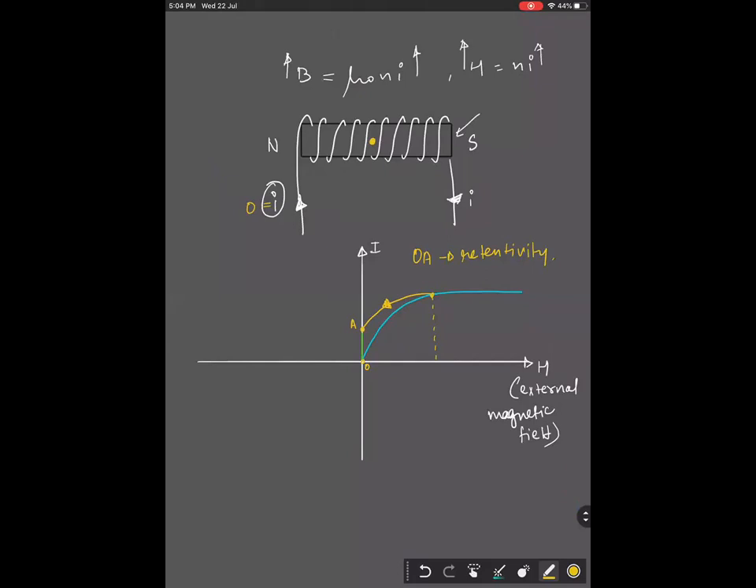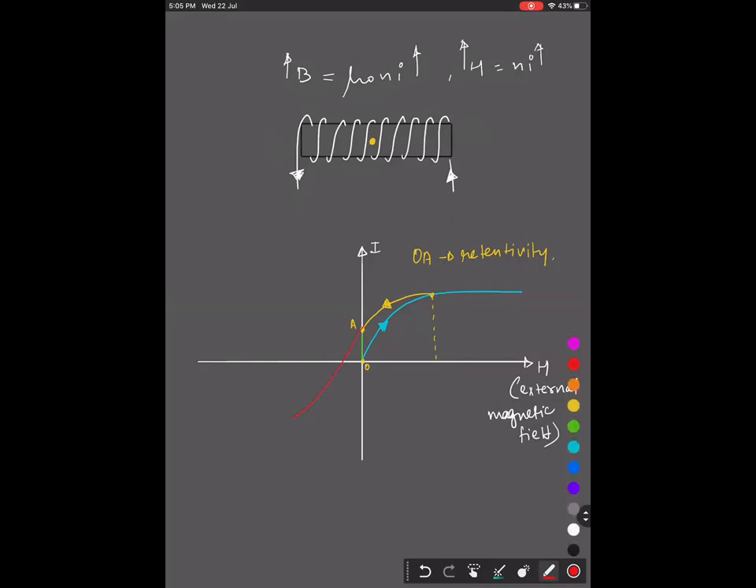Now suppose I want to eliminate this magnetic property of this ferromagnetic substance, what can I do? Any idea? Opposite magnetic field. Change direction. Very good. Flow current in the opposite direction. So a new magnetic field will come, and first it will delete the old magnetic field, and then it will create a new magnet in the opposite direction. Do you understand that?